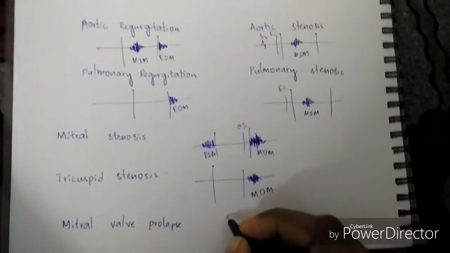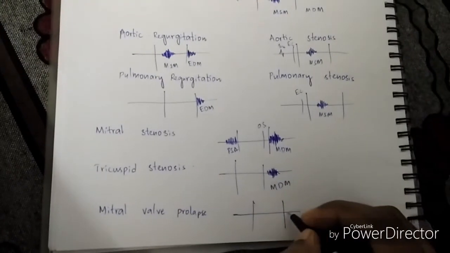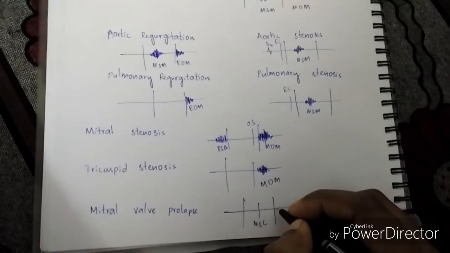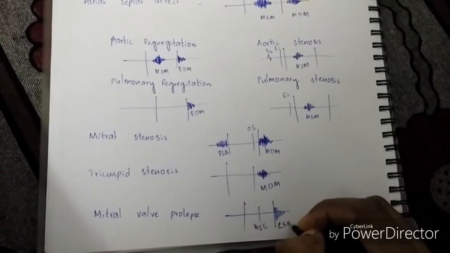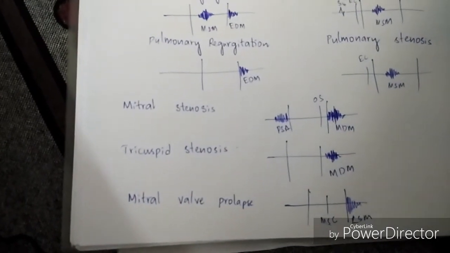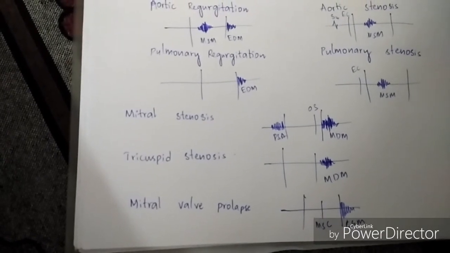Now, coming to mitral valve prolapse. Mitral valve prolapse, there is mid-systolic click and late systolic murmur. It's very unique one and you can easily remember. In mitral valve prolapse, we have mid-systolic click and late systolic murmur.